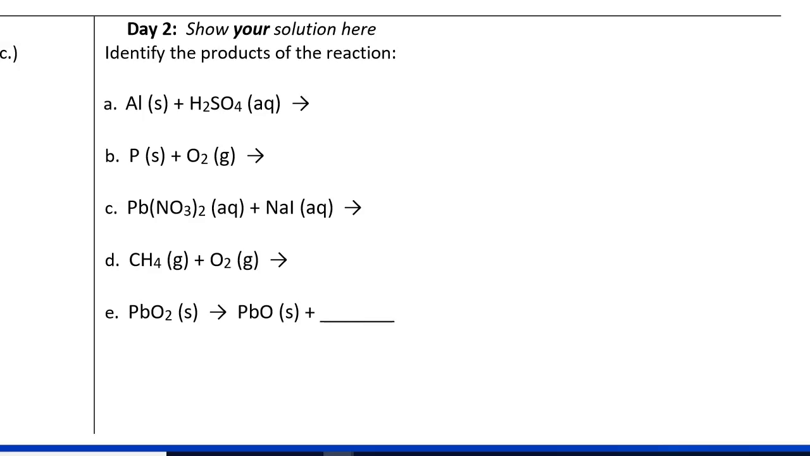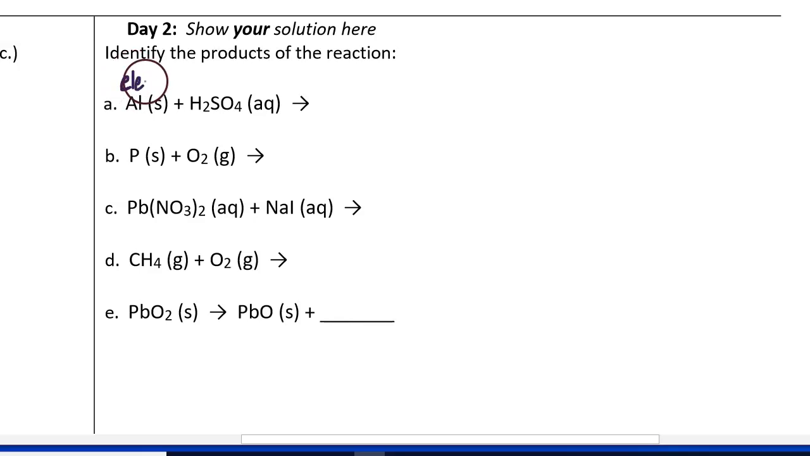Here is the answer for the day 2 Bellwork. Identify the products of the reaction. So question A, aluminum plus hydrogen sulfate. We have to figure out what goes on the other side of the arrow. So let's determine what type of reaction it is.